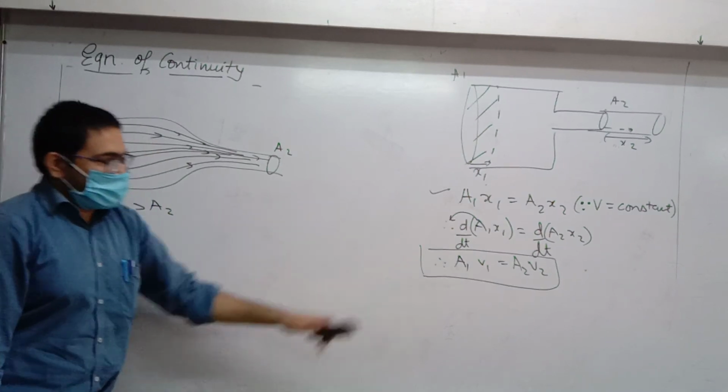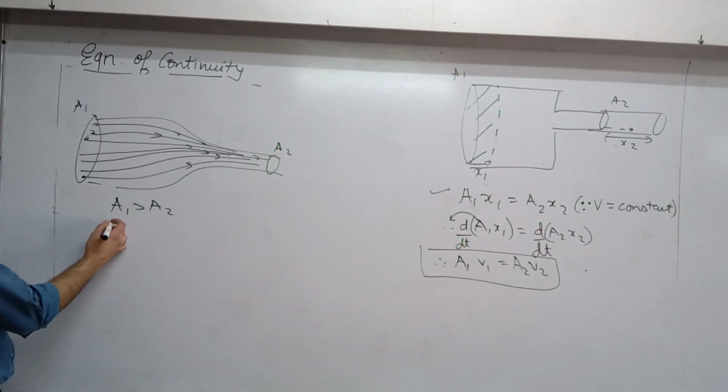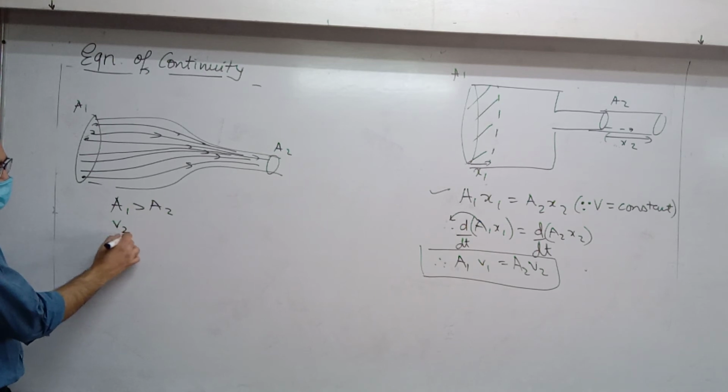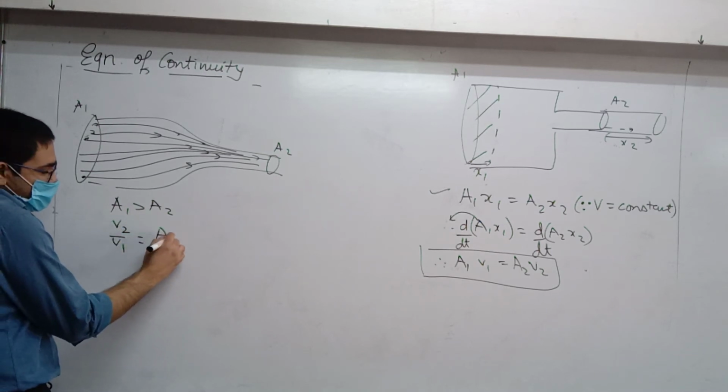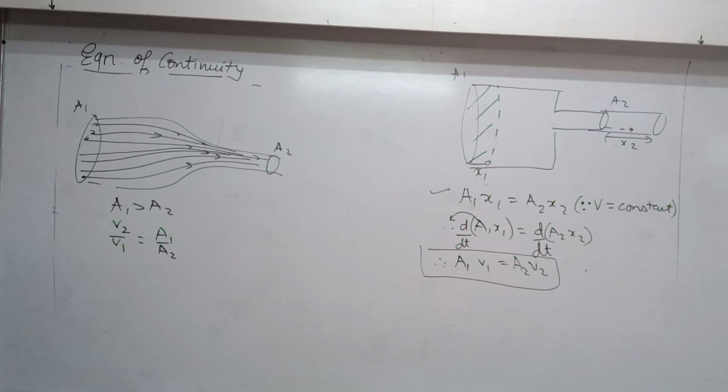Okay. Use that equation and do you realize based on that I can actually write down that V2 upon V1 is equal to A1 upon A2. Yes or no? Yes. Okay. Now A1 is greater than A2. Numerator is bigger than denominator. So which velocity will be more? Which speed will be more? V2 or V1? V2. Look at the right side first of all. Which is bigger? Numerator, denominator? Numerator. Numerator is bigger. A1 is greater than A2.